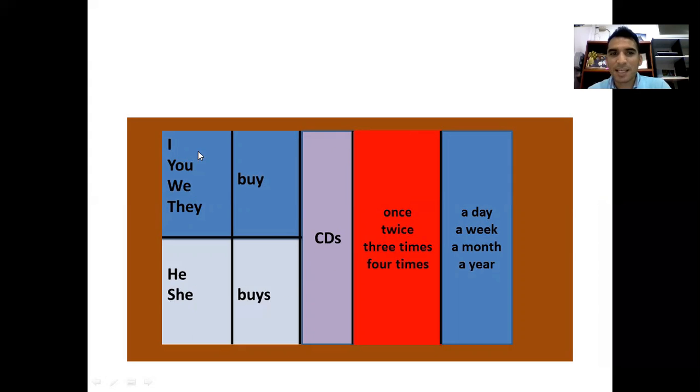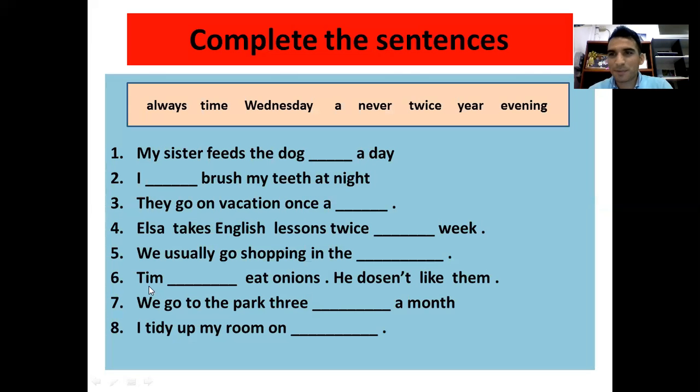Okay, how many times? I buy CDs once a day, or once a week, or once a month, or once a year. Or I buy CDs twice a week, twice a month, twice a year, or three times a day, three times a week, three times a month, four times a month. Buys CD once a week, buys CD twice a week, buys CD three times a month, buys CD four times a year.